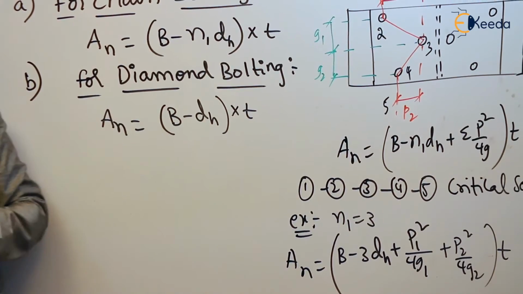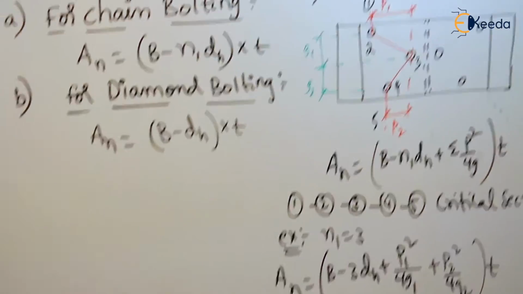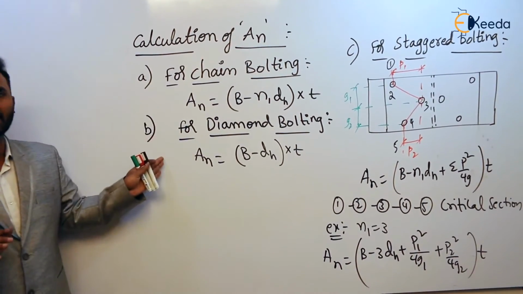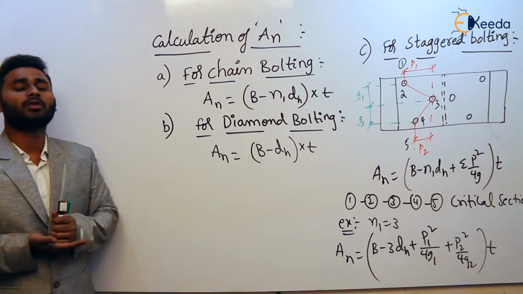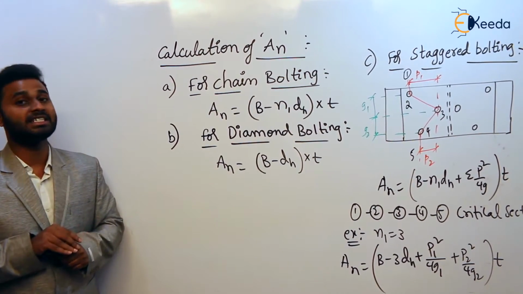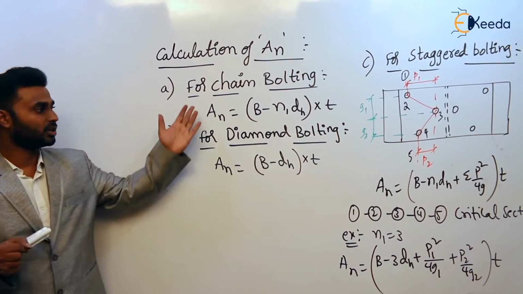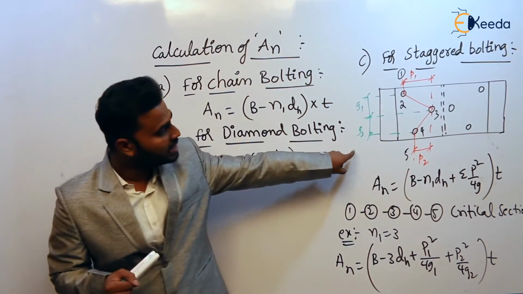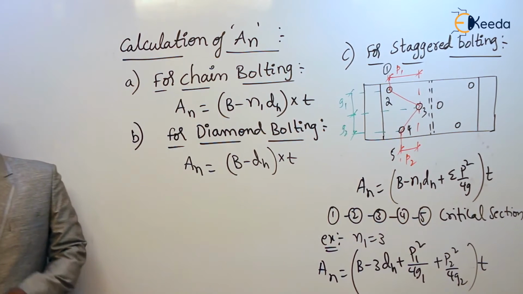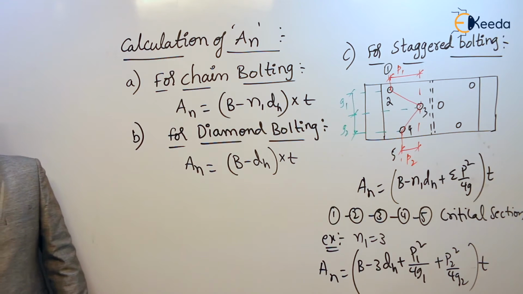Okay, so this calculation of A net is for plates. Diamond and chain bolting we have discussed in detail, that is why I have not given the diagrams. Go through the previous class sessions once. Clear? You concentrate on the staggered bolting here. This is how to calculate A net for staggered bolting.